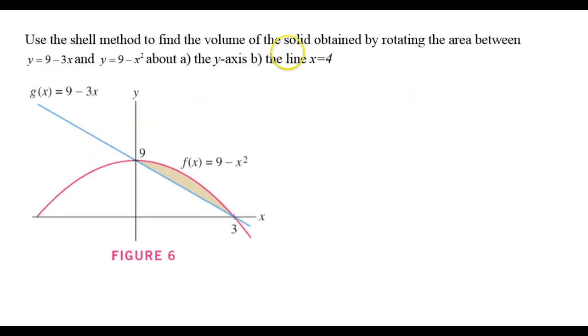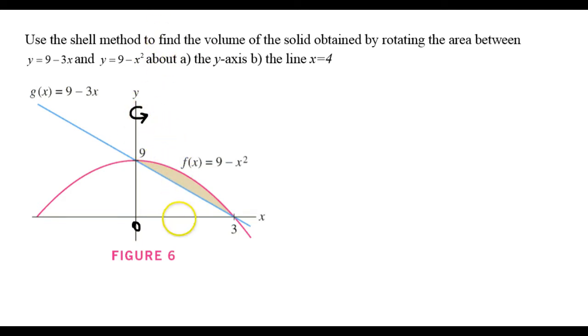Alright, now use the shell method to find the volume of the solid obtained by rotating the area between 9 minus 3x, so it's a linear function, this blue one, and 9 minus x squared, so it's this downward facing pink parabola. So our region extends on the x-axis from 0 to 3. And first, I want to rotate this region about the y-axis. So part A, the first part of this problem, I'm rotating about the y-axis.